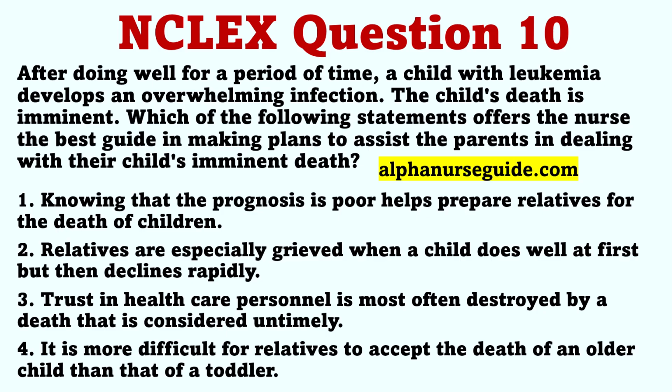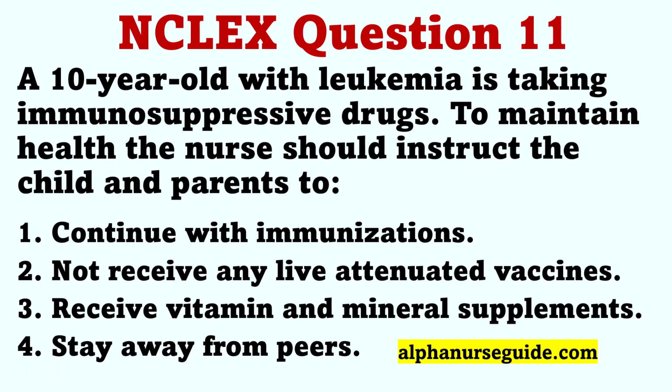A 10-year-old with leukemia is taking immunosuppressive drugs. To maintain health, the nurse should instruct the child and parents to 1. Continue with immunizations. 2. Not receive any live attenuated vaccines. 3. Receive vitamin and mineral supplements. 4. Stay away from peers.